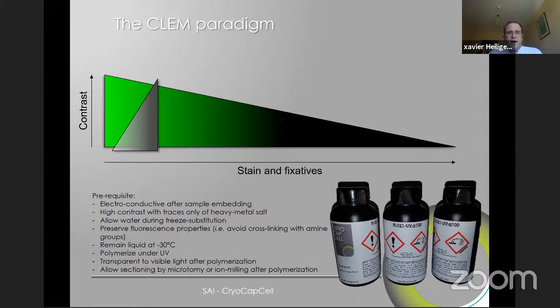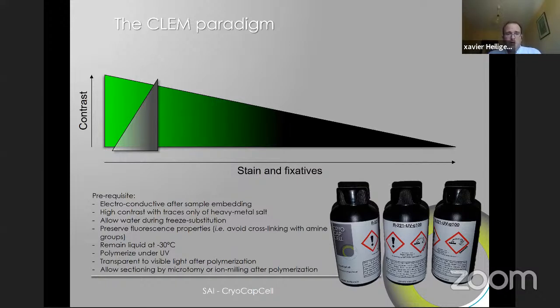So it had to have very high contrast with only traces of heavy metal salt. It would need to allow water-free substitution, like we do in HM20. It should preserve the fluorescence, meaning that when we have the whole thing, it will not kill the fluorescence. And so that would mean avoiding cross-linking with amine groups like the epoxy resins are doing. Ideally, it would remain liquid at minus 30 degrees Celsius, because this is where we do the freeze substitution that preserves the ultrastructure in the best conditions.